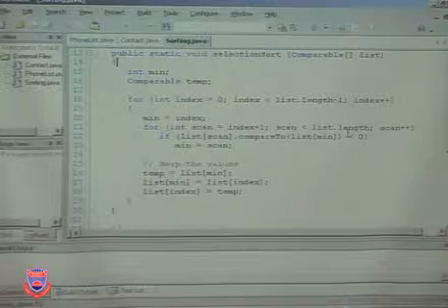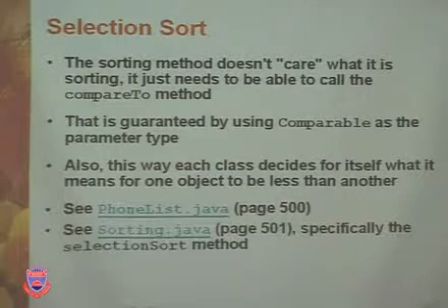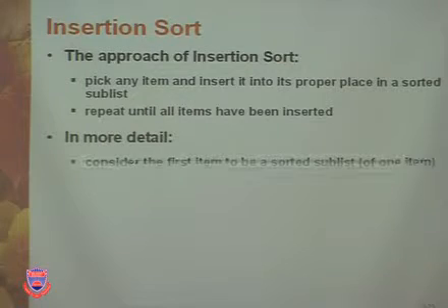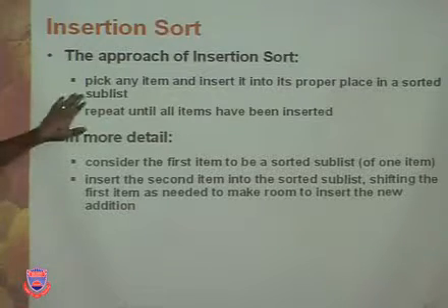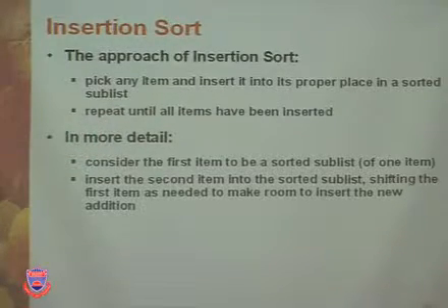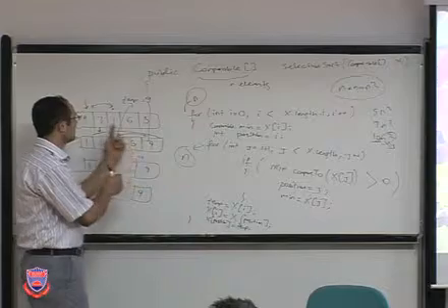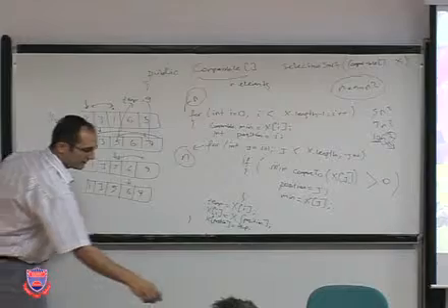However, if you consider the other sorting algorithm, which is the insertion sort, let me show you this applet which performs all the sorting algorithms. In insertion sort, pick any item and insert it into its proper place in a sorted sublist. Repeat until all items have been inserted. So instead of going and selecting the minimum, you select the next element and insert it in its correct position. How are we going to iterate on the insertion sort?